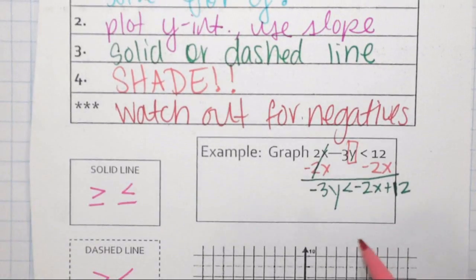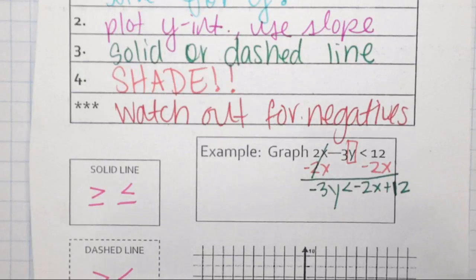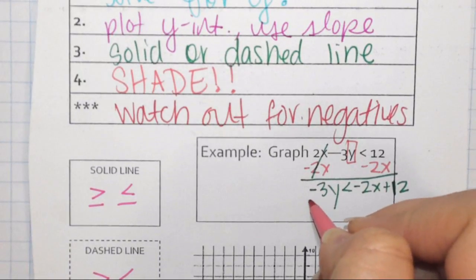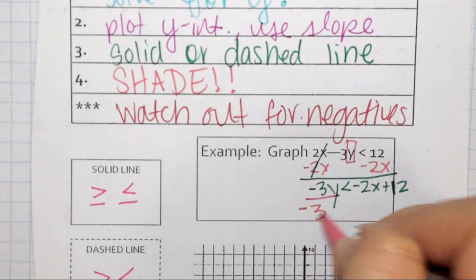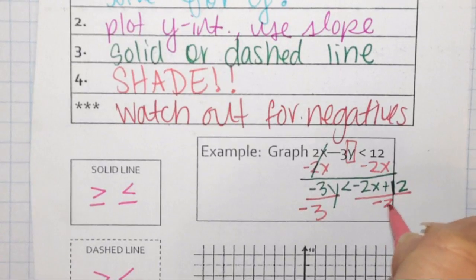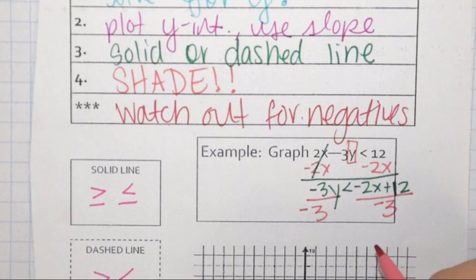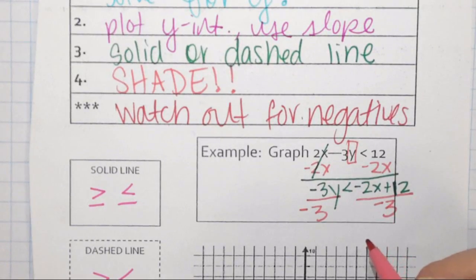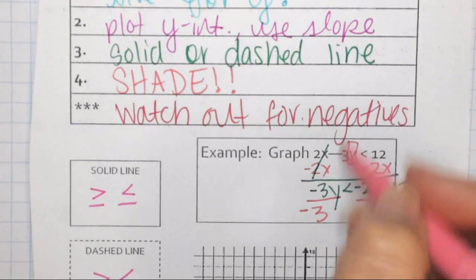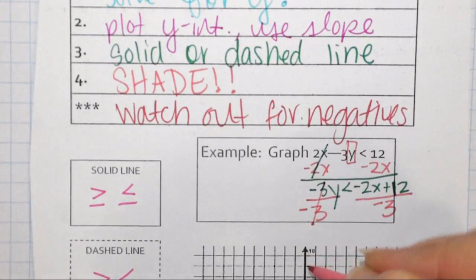Now, what do we need to do from here to be able to get y by itself? Divide by negative 3. Now remember, we divide everything by negative 3. Everything. After grading your math workshop test, some of us don't know what the word everything means or how to divide.